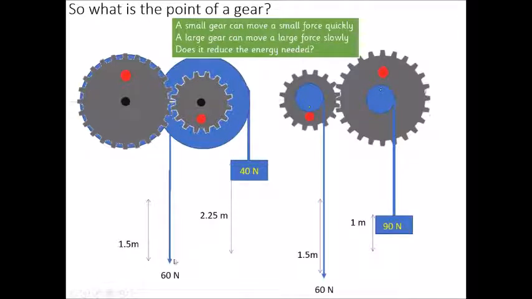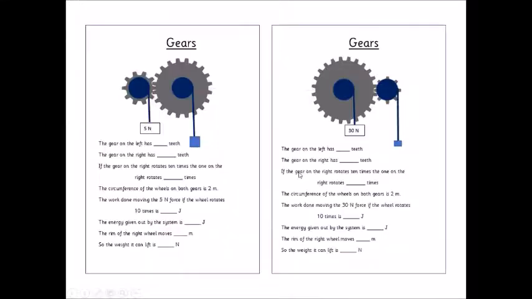But if you look at the energy, we've got 60 newtons times 1.5 meters, 90 joules we've put in. We've got 40 newtons times 2.25 meters, 90 joules out. With this system, again, I've put 90 joules in, 60 times 1.5, and my 90 newtons has moved 1 meter, so I get 90 joules out. So we can change the size of the force we get out, and we can change the speed that it moves at, but we can't change the energy.